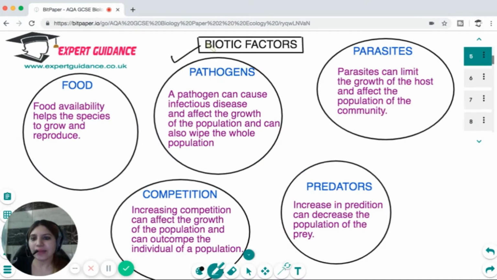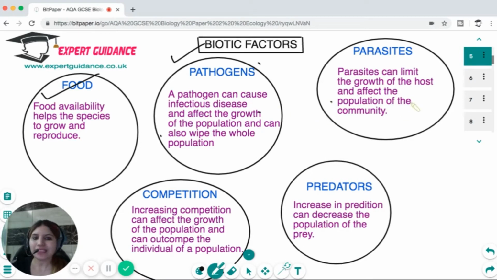Next are the biotic factors. Biotic factors are the factors which include food. Food availability helps the species to grow and reproduce. Food is the animal sources of food. Pathogens can cause infectious diseases and can affect the growth of the population. They can wipe out the whole population.